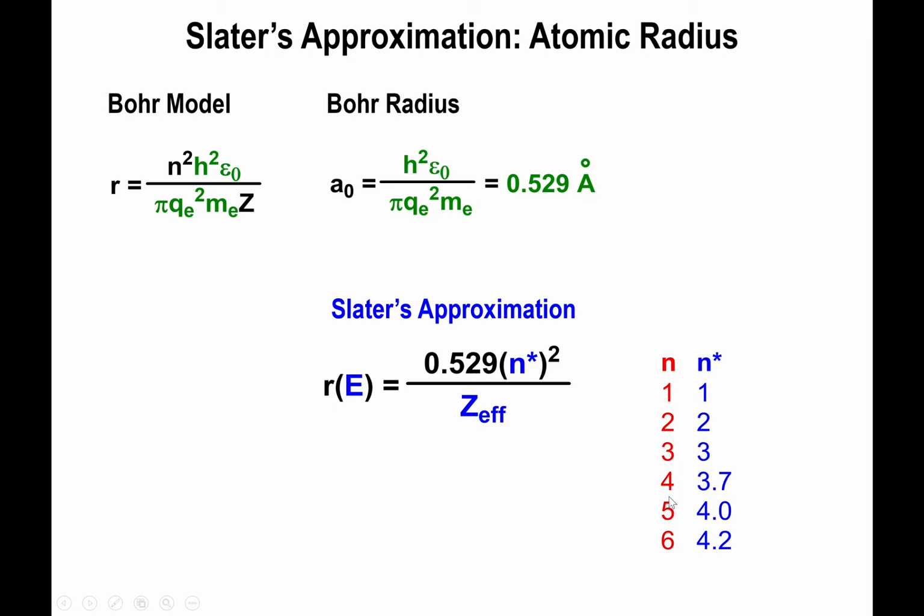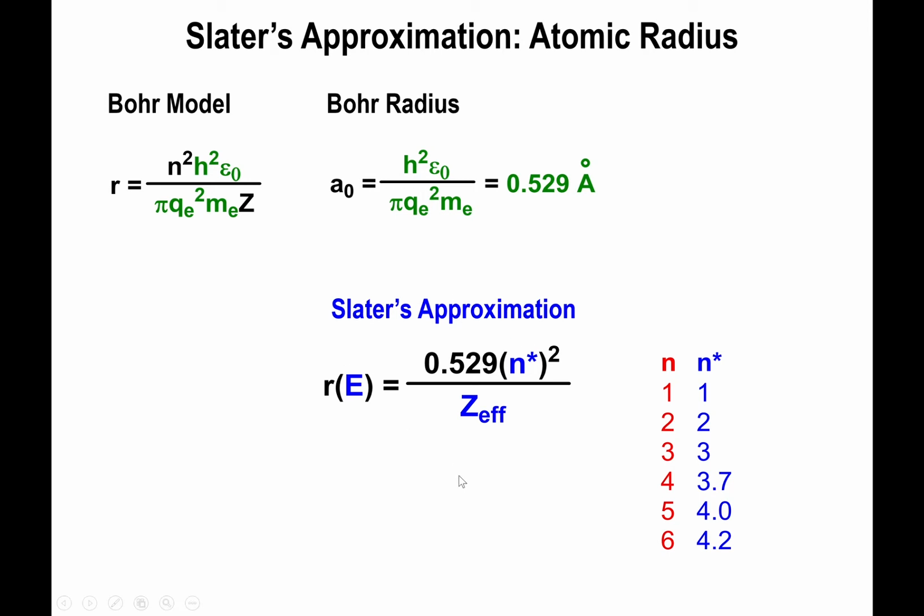But when you go farther than that, like if you get to the fourth energy level, instead of using the value of 4 for n in the Slater approximation of the atomic radius, you will use 3.7. If you go up to 5, the value will now have to be 4.0 for the formula. If you get to 6, it will be 4.2. These are just correction constants, if you will, to make the equation work a little better. Needless to say, this equation is very rough.